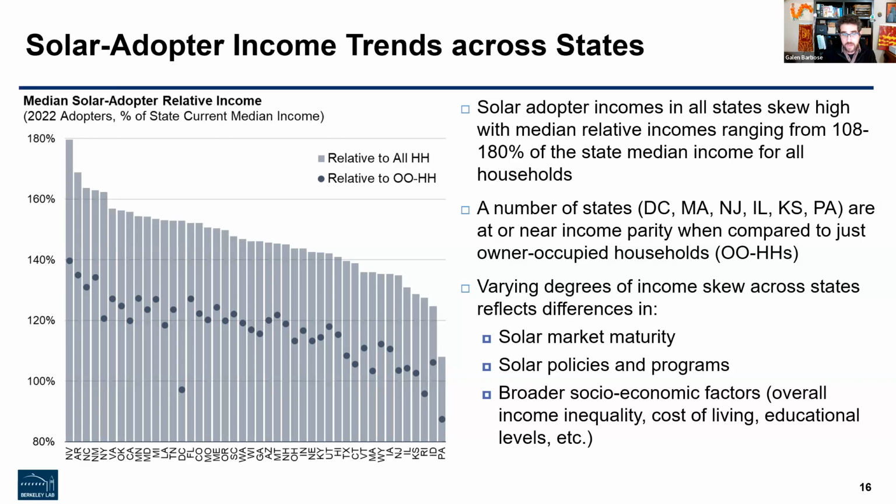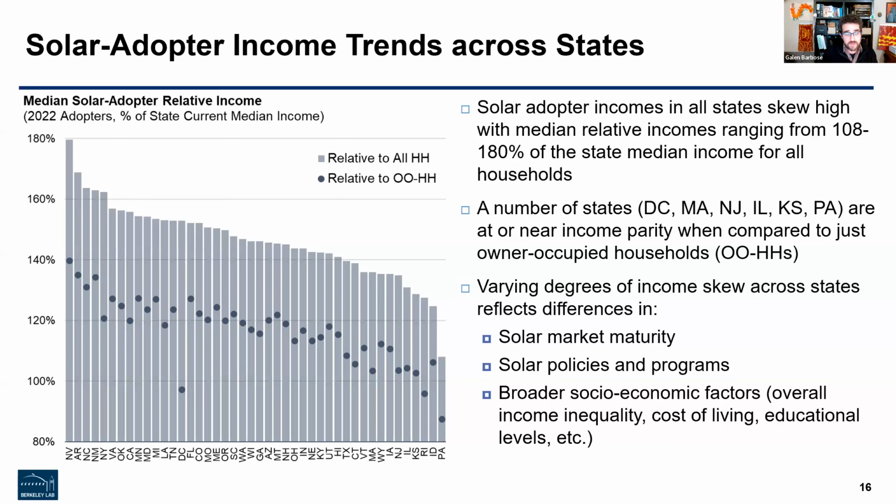If instead we compare just to owner-occupied households within the same state, you can see that there actually are a decent handful of states, DC, Massachusetts, New Jersey, etc., that are at or near income parity. In other words, the relative income when compared to all owner-occupied households in the same state is around 100%, a little bit above or a little bit below.